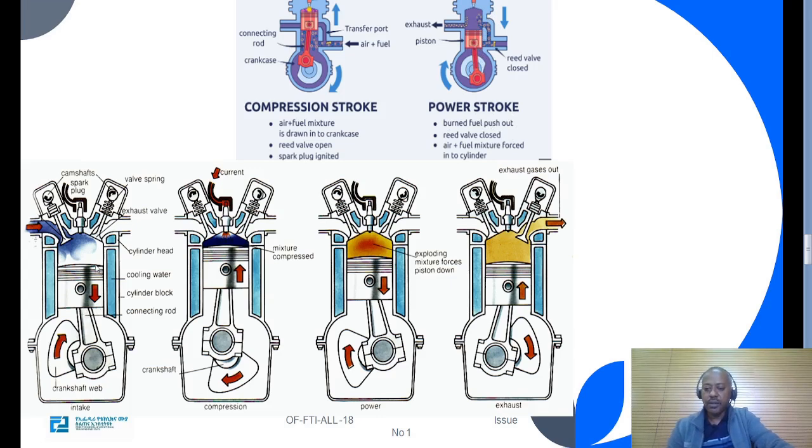But here, in the four-stroke, the piston moves downward for the intake, the intake valve is open, and the exhaust valve remains closed. During compression, both valves remain closed. During the power stroke, the piston moves downward from top dead center to bottom dead center, and the two valves remain closed. And in the exhaust stroke, the piston moves upward from the bottom dead center toward the top dead center, and the exhaust matter leaves the chamber through the exhaust valve.